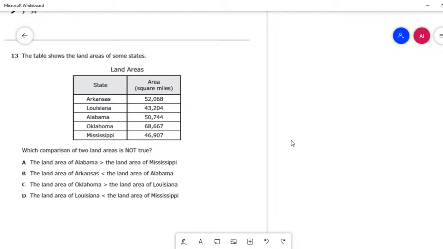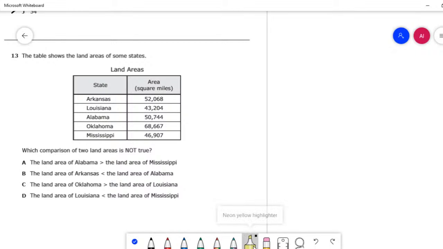3.2D. So, let's just start off by reading the problem and highlighting important information again. So, the table shows the land areas of some states, and here we have a table with 5 states: Arkansas, Louisiana, Alabama, Oklahoma, and Mississippi. And it shows each of their areas in square miles. So keep in mind all of them are in the same unit. And it's asking which comparison of two land areas is not true.